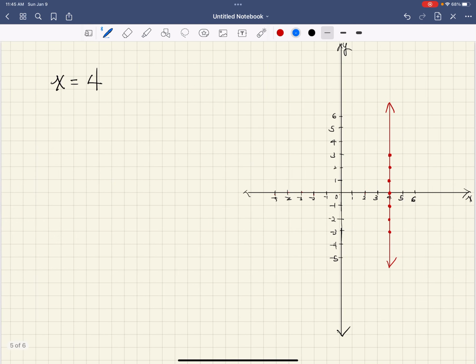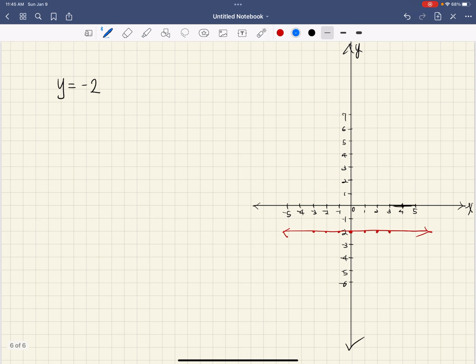The next one, x is equal to 4. When it's a vertical line, your slope is always undefined, which means we can't really find the slope. We don't know how much this line inclines or declines. Now, if you have y is equal to something and horizontal lines, your slope is always 0. Okay, and this is it.